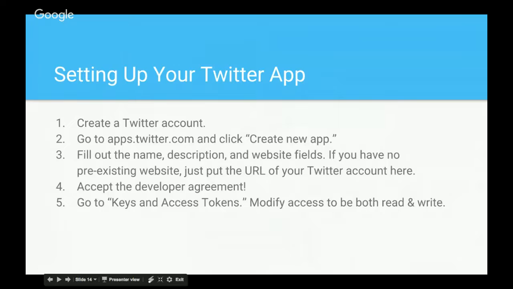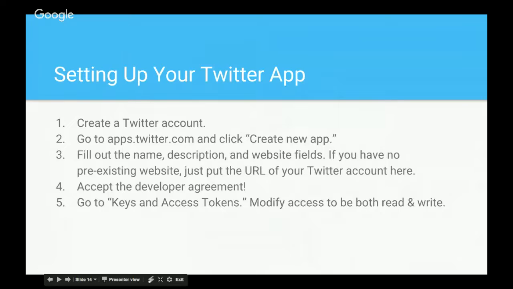So the first step is to create a Twitter account, or if you have one, feel free to use your existing Twitter account. The next step is to go to apps.twitter.com and click Create New App. The next step is to fill out the name, description, and website fields. If you have no pre-existing website for the bot you're about to make, just put the URL of your Twitter account here, or like http www.google.com, whatever, it doesn't even matter. Four, accept the developer agreement. Nothing shady is going to happen to you.